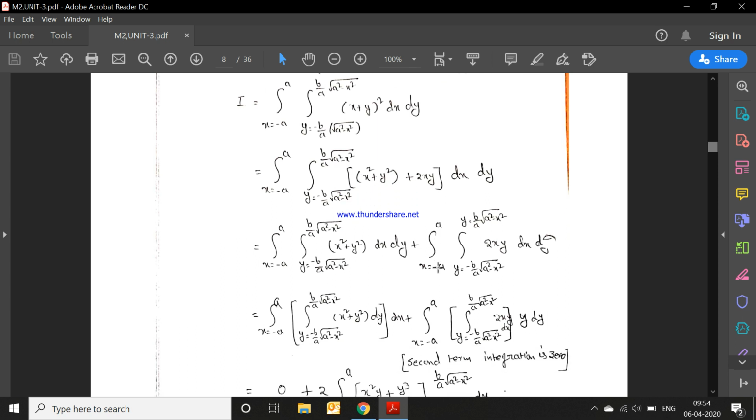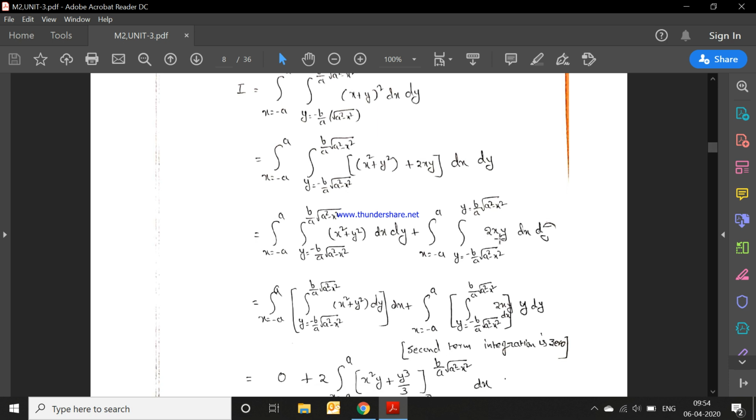After that, here x square plus y square. Here x power is 2, y power is 2. So if you integrate first with respect to y, you can integrate for an even function. So after that, if you go through with x square, that is also an even function.